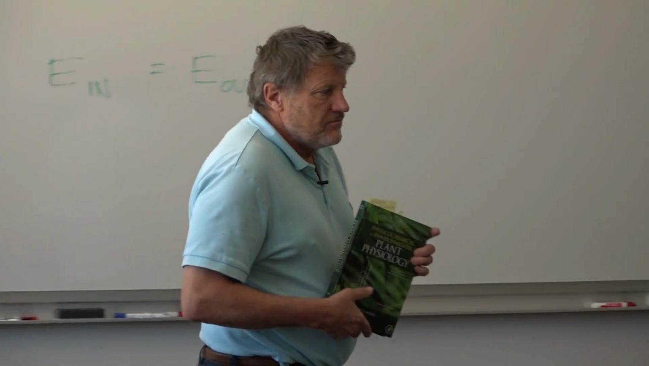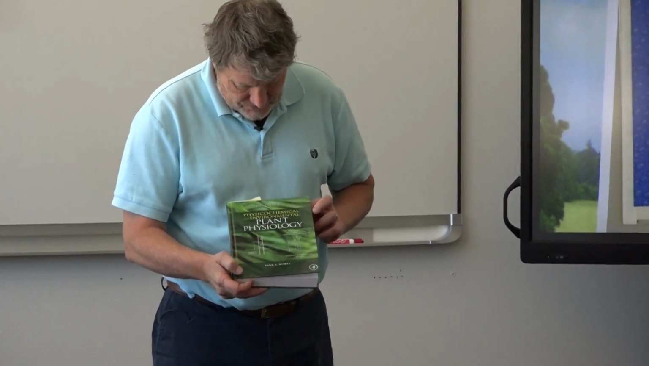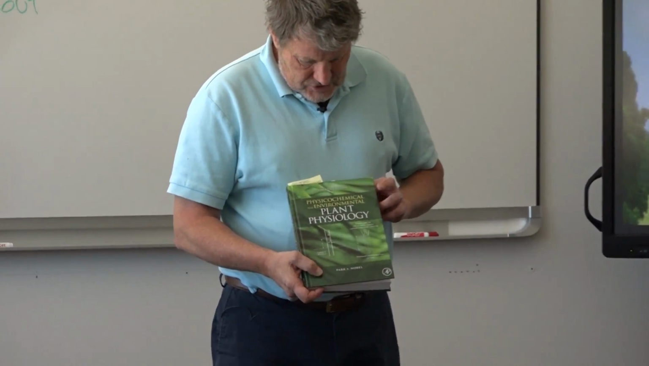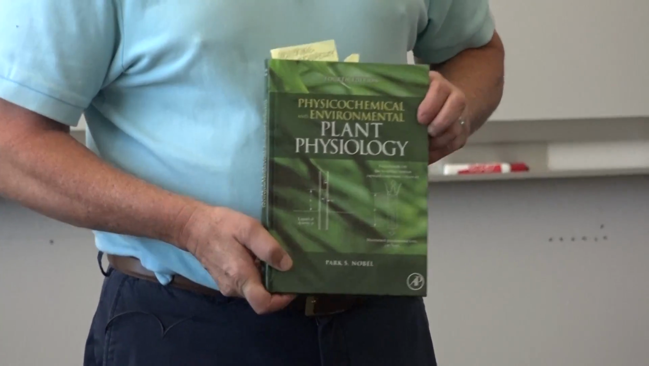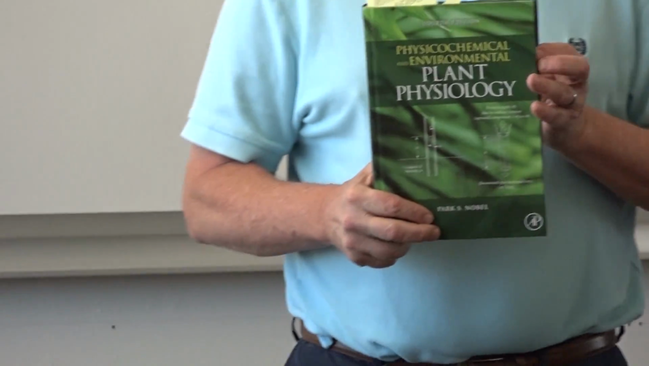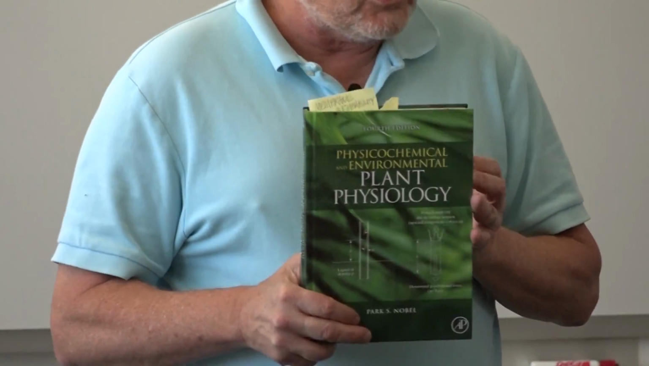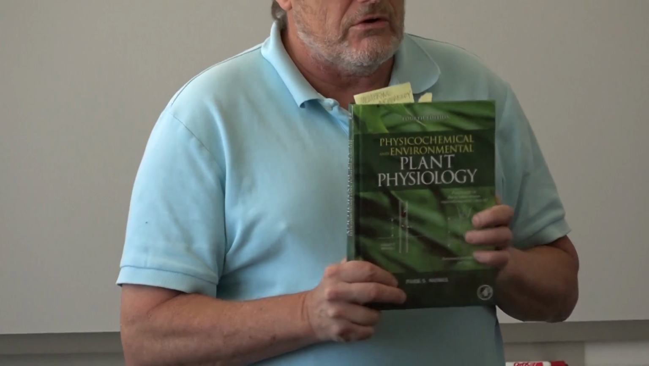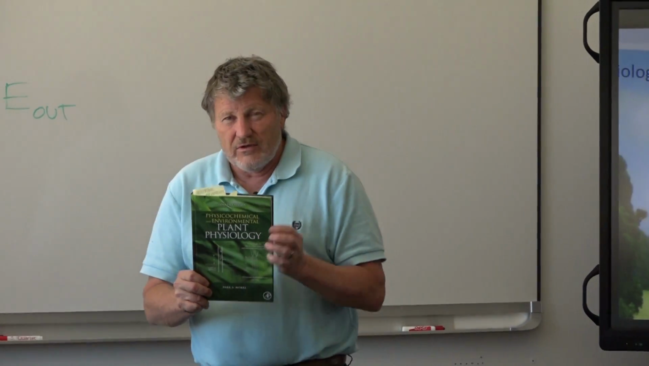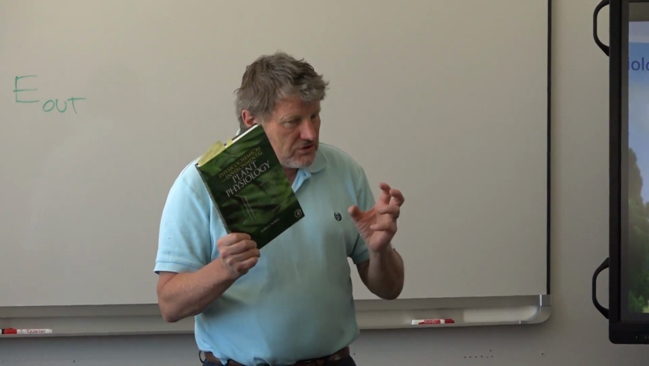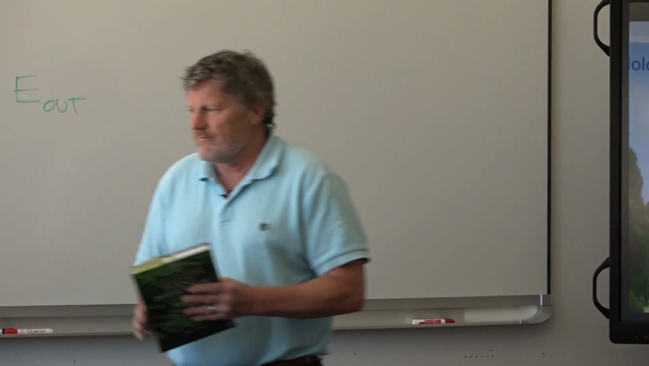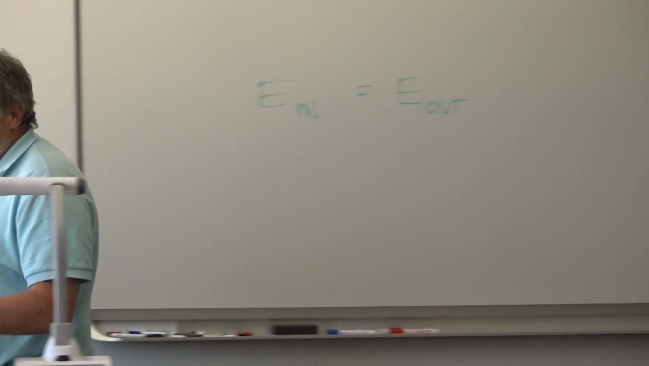And one of my favorites that I learned this stuff from, and fortunately it's now in the 4th edition, is this book by Park Nobel, Physiochemical and Environmental Plant Physiology. So the principles of what I'm talking about are in this book in chapter 7, and I use the same symbols as he does in this book, so it's a great reference for looking at the principles.